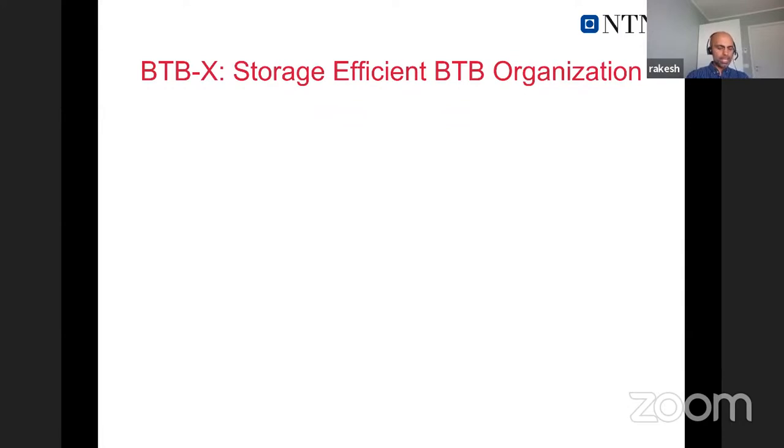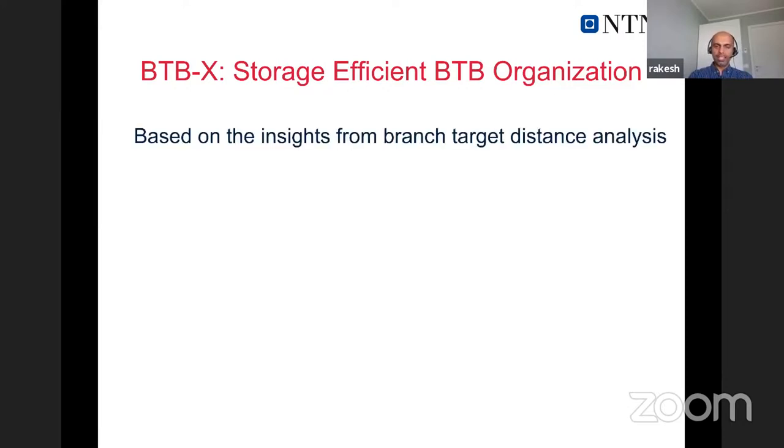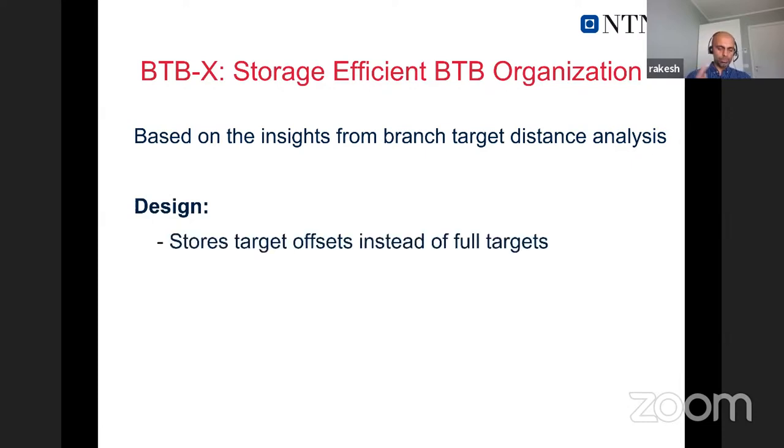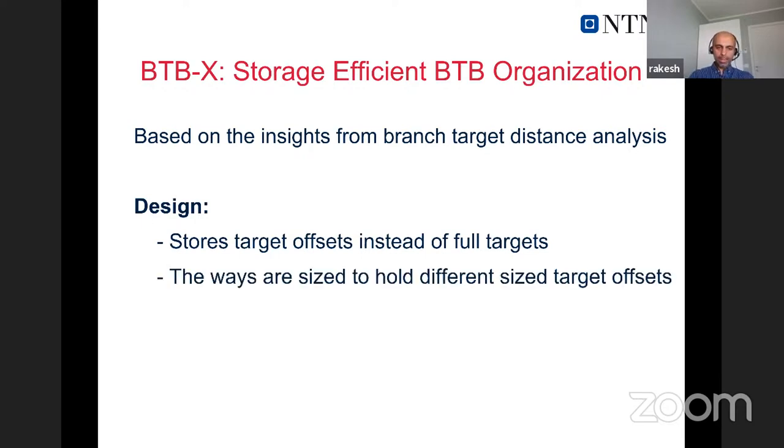So to have a BTB that can be as storage efficient as we want, we introduce BTBX. This is based on the insights that we gained from our analysis of branch target distances. The design consists of two things. Instead of storing the targets, we store target offsets. And then to account for the variability, we have differently sized target fields in different ways of the BTB.